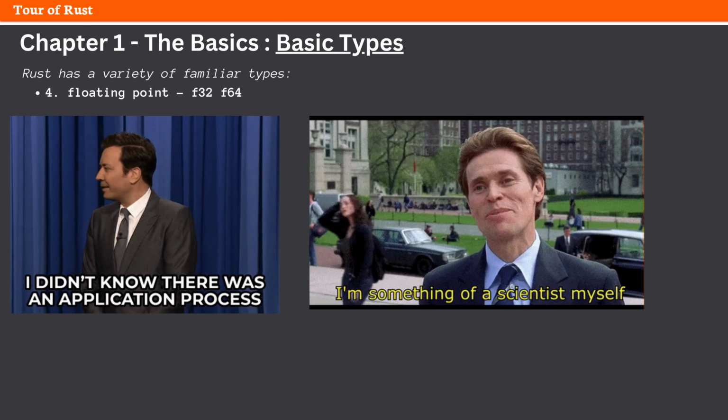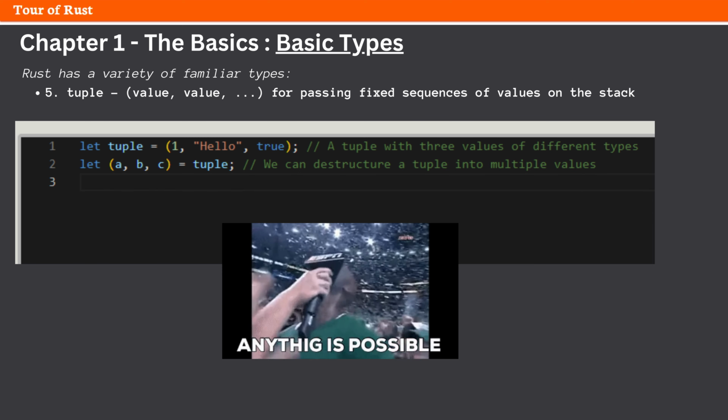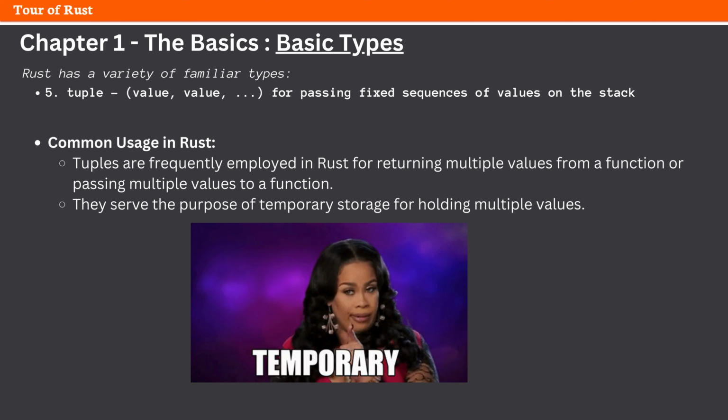Tuple types are a convenient way to package multiple values together into a single compound value, similar to a struct. They're defined by placing the values in parentheses and separating them with commas. Each value in the tuple can be of any type, including other tuples, and the number of values is called the tuple's arity. Tuples are commonly used in Rust to return multiple values from a function or to pass multiple values to a function. They're also useful for temporary storage of multiple values.